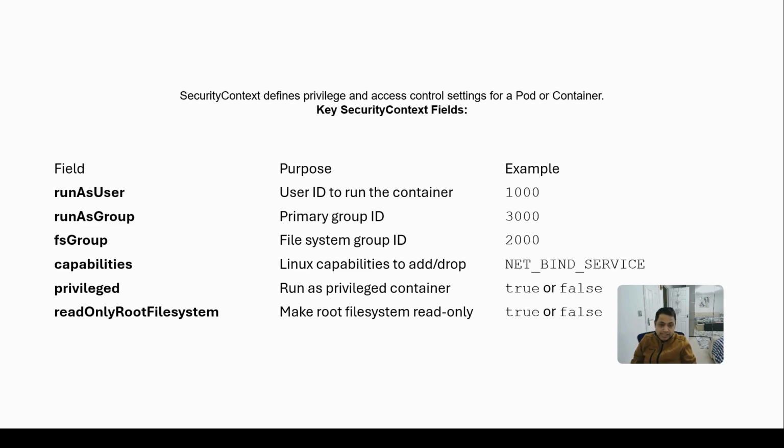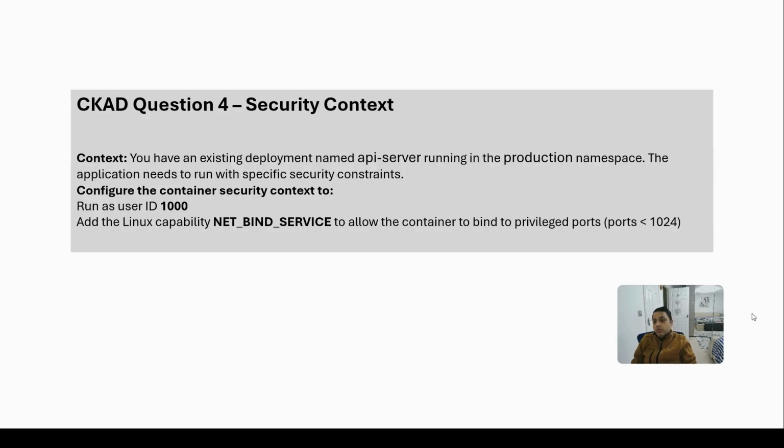We will see it in action now in the terminal. We'll execute one of our deployments, the solution for this, in my terminal. We have an existing deployment called API server, running in the production namespace, and we'll set the container with the security context settings.